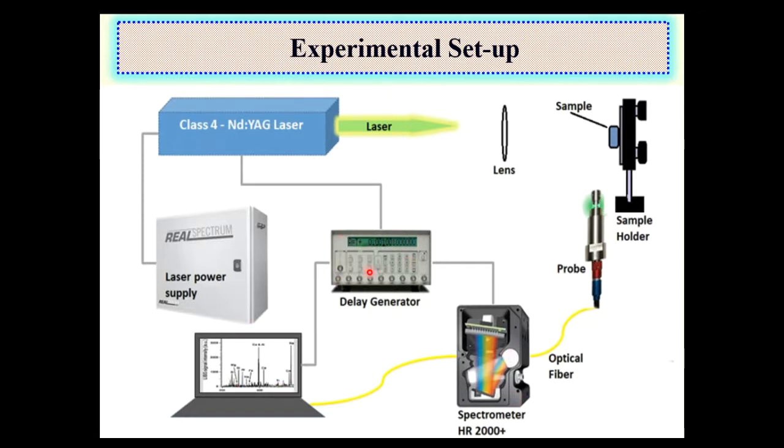And this is the delay generator. The working of the delay generator is the delay or time gap between plasma generation and light collection. The time gap between plasma generation and light collection is handled by the delay generator.